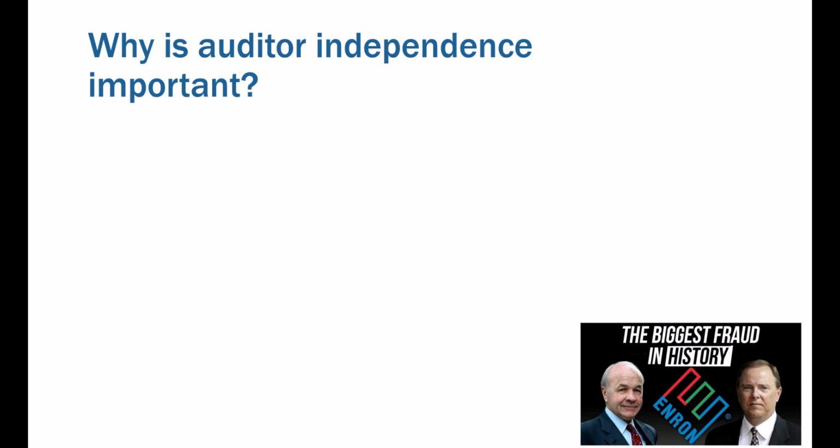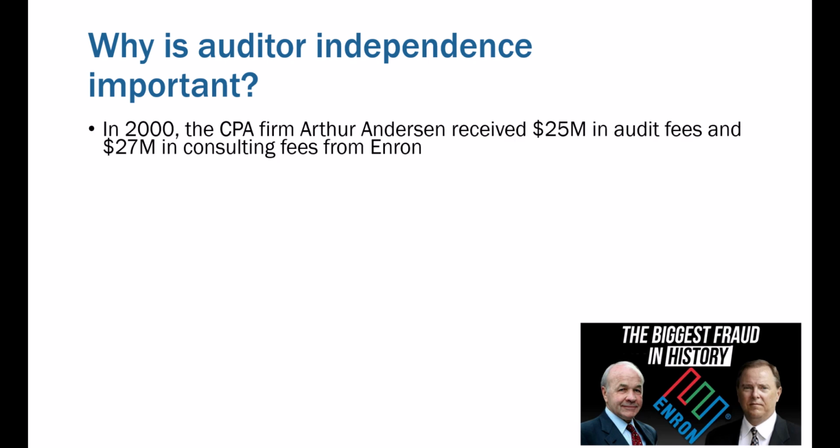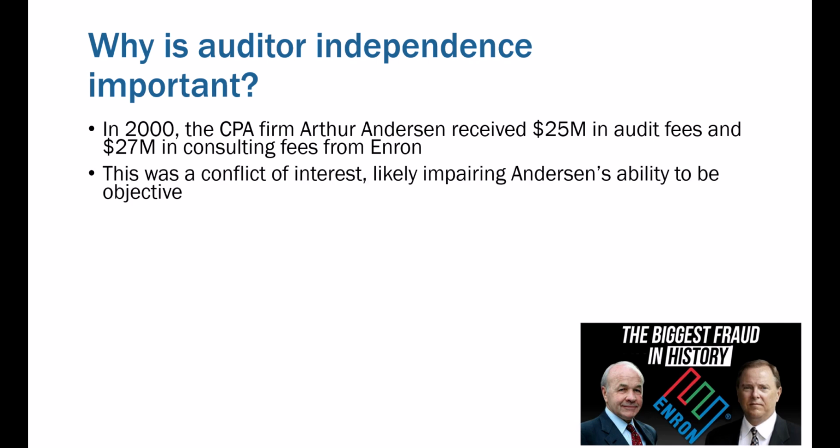Now, why is auditor independence important? In 2000, the CPA firm Arthur Andersen was one of the premier firms in the world. I was working there at the time. This is before I became a prof, and they were receiving $25 million in audit fees and $27 million in consulting fees from Enron. I did not work on the Enron account. I worked for Andersen, as did close to 100,000 people. Most of us did not work on the Enron account. So this resulted in a conflict of interest.